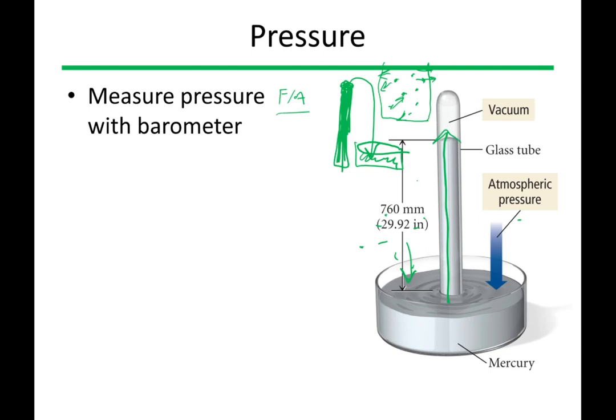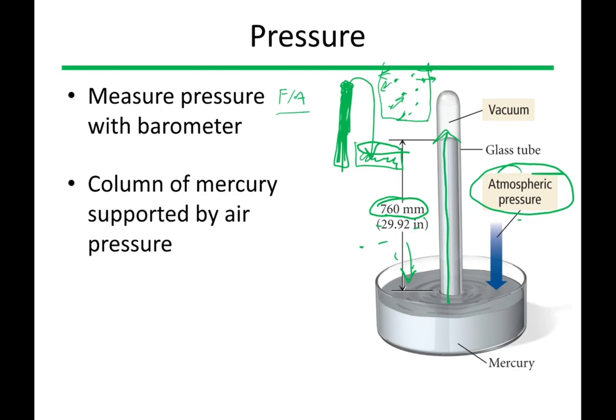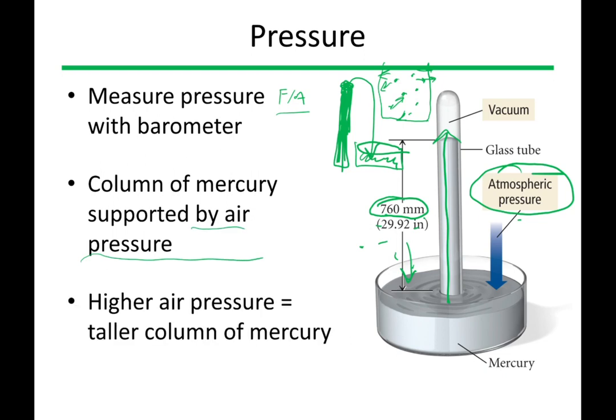For mercury, the height that this will be for the liquid is 760 millimeters when we're under regular pressure based on the amount of gas in our atmosphere. So again, this column of mercury in the tube is going to be supported by the air pressure. And if we had higher pressure, so if we put this in a pressurized chamber, more pressure would mean an even higher column of mercury.